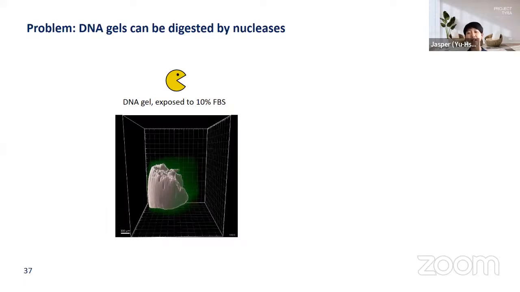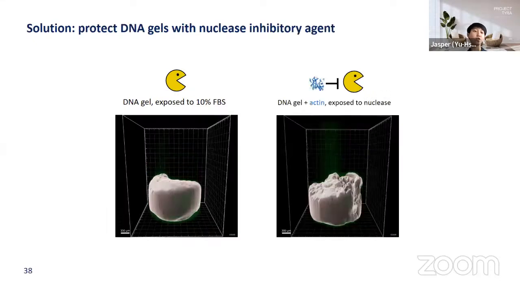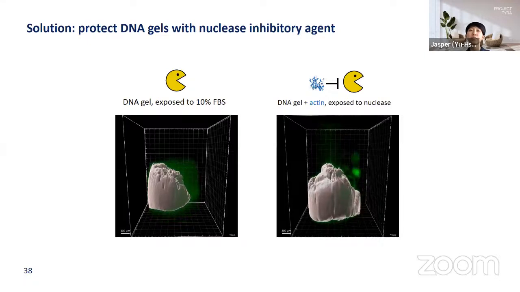But luckily, there are many ways to counteract these digestions. One of the solutions that we end up using most often is adding a nuclease inhibitory agent. In this case, we use actin, which is a natural inhibitor of DNase 1. By adding actin into your medium first, before adding to our gel, let's see this video on the left side, again, it gets eaten away. But if you inhibit the nuclease activity, the gel can be protected for a couple of days.